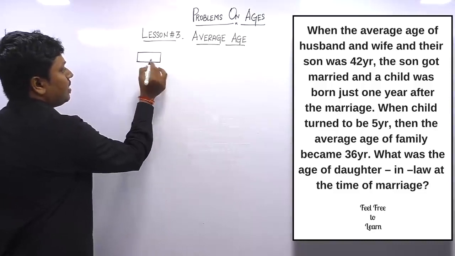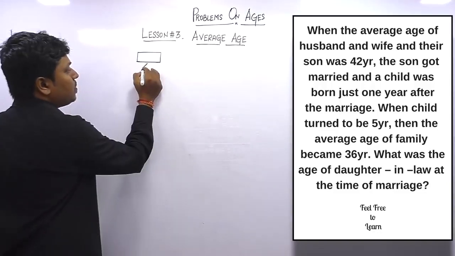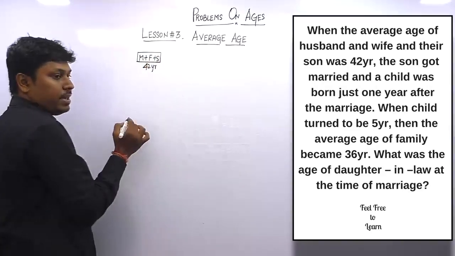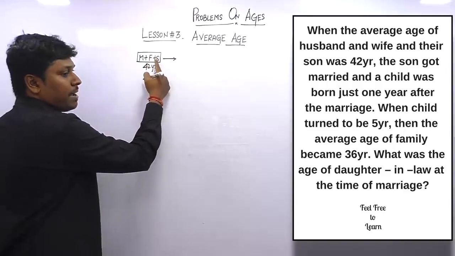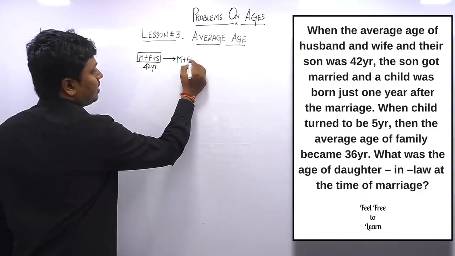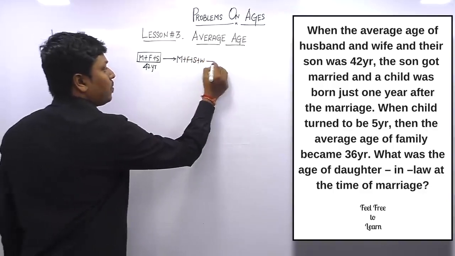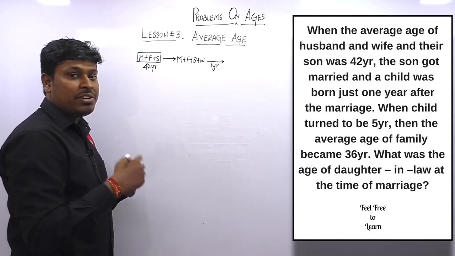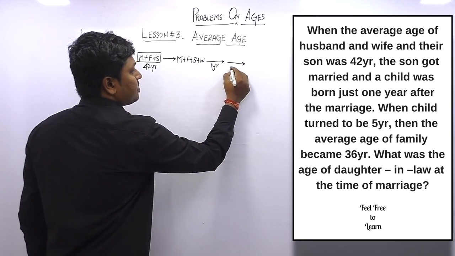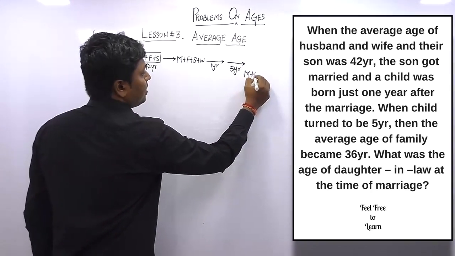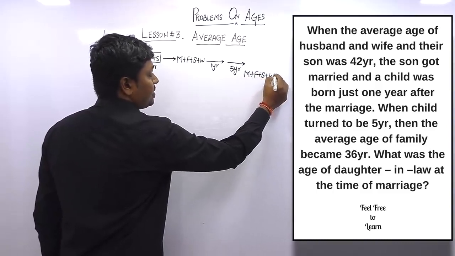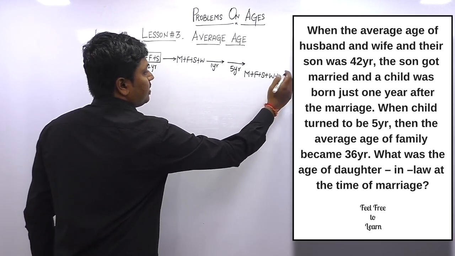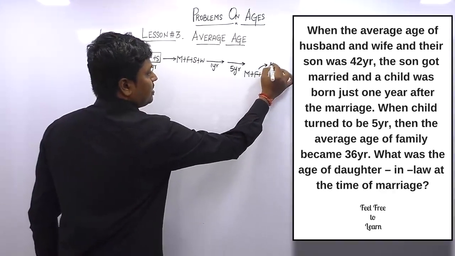Initially they have given the average age, that is how much? 42 years. That is for a mother, a father and a son, right? And then the son got married, right? So mother, father, son and wife, right? After 1 year of marriage, a child is born, and they have given that when the child turned 5 years, right? And another 5 years, the average is given, that is mother, father, son, wife, which is the daughter-in-law, then the child, let me keep it as C. So for these five, the average is given, that is 36 years.